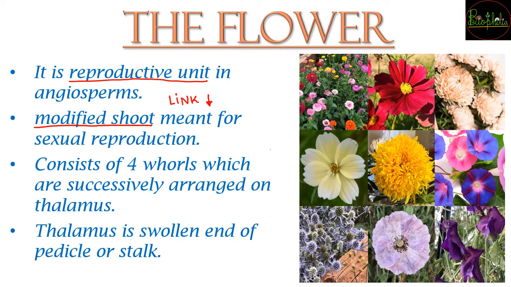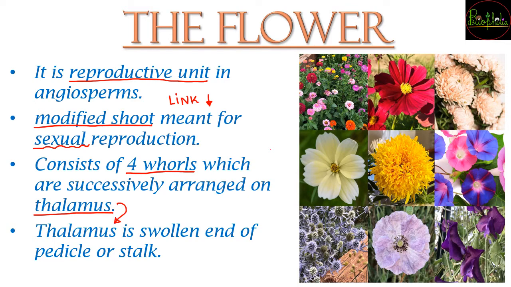So flowers are going to be a modified shoot which is going to be meant specially for the reproduction, and that too for the sexual reproduction in plants. So flower is going to have 4 whorls, यानी उसके 4 parts होंगे, and these whorls are going to be successively arranged on the thalamus. So thalamus या receptacle जिसे बोलते हैं, all these 4 are going to in a way connect to that particular place. So what is a thalamus now?